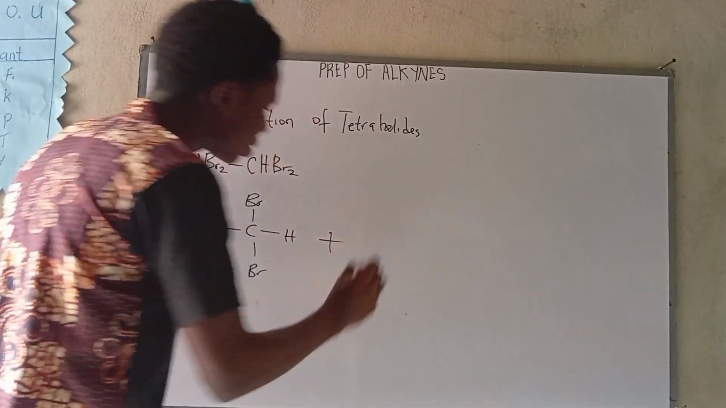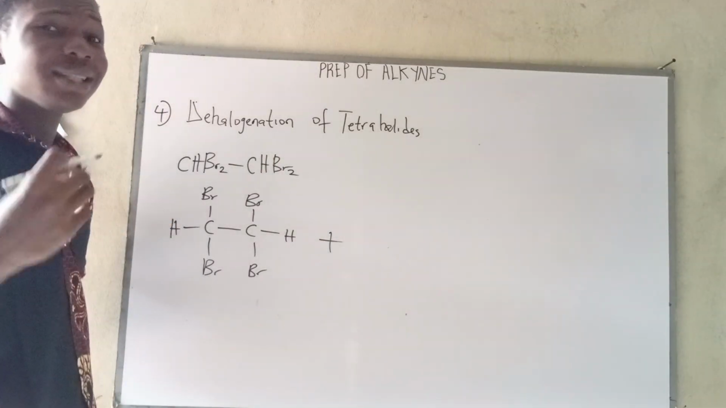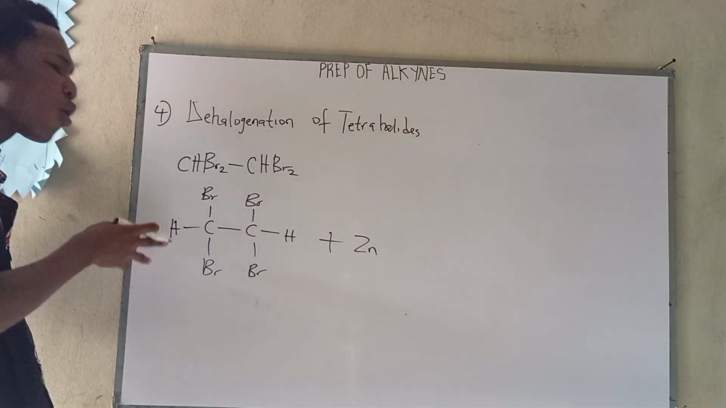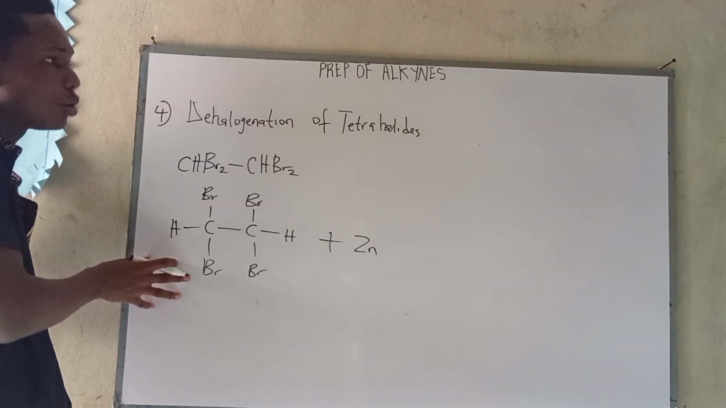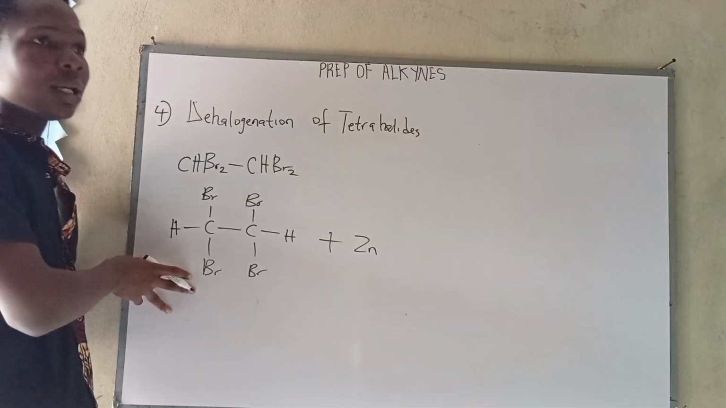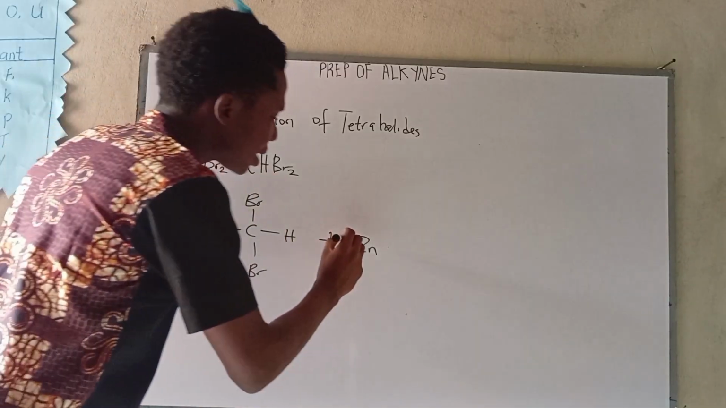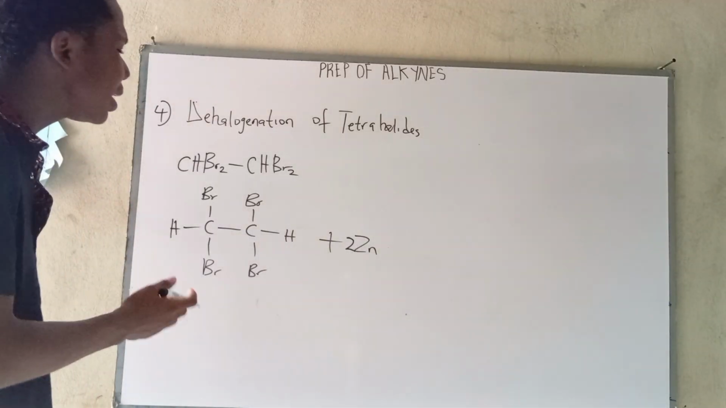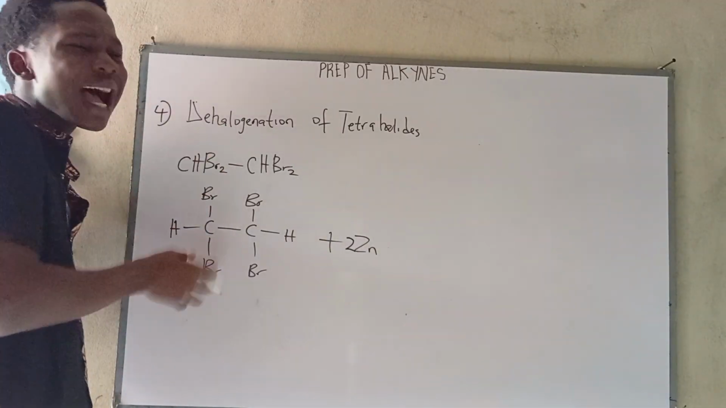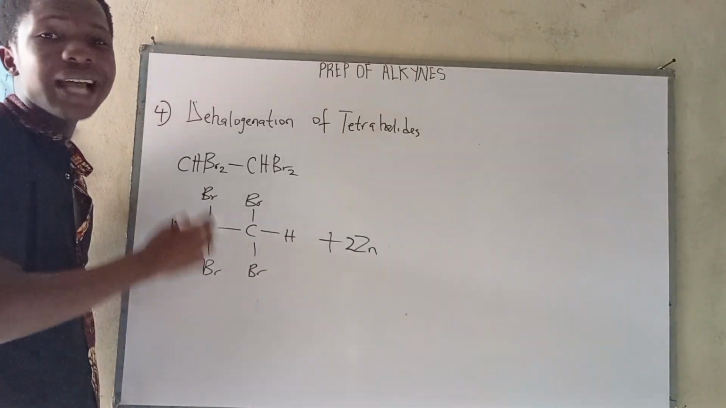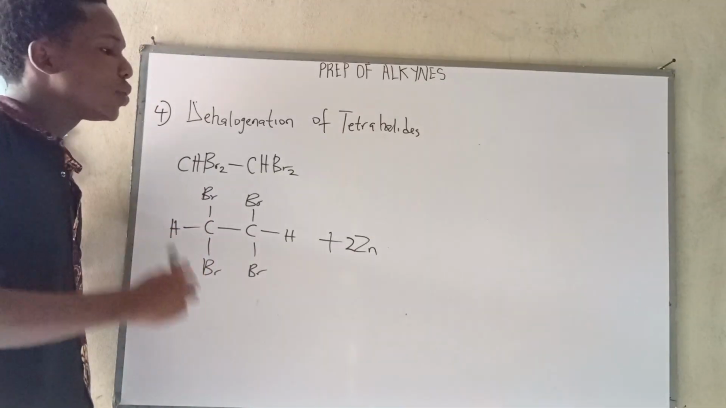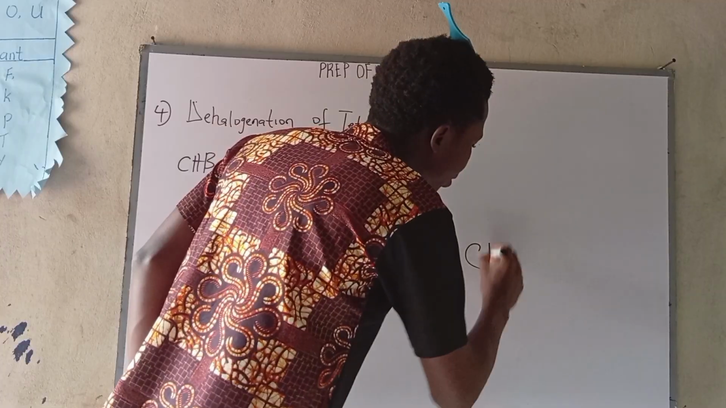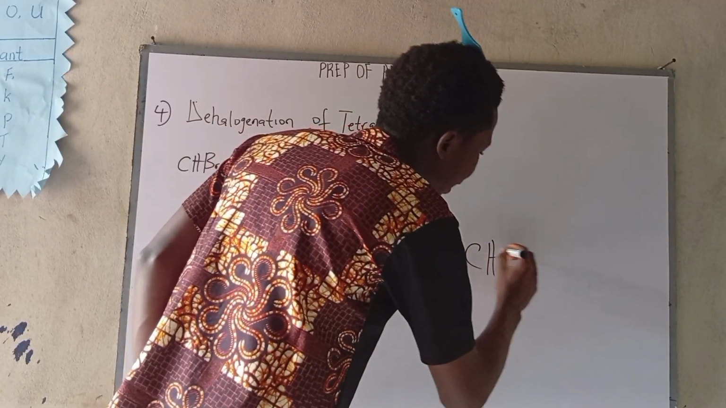Now, something happens. We need zinc dust. I didn't say just zinc, I said zinc dust. Now, zinc dust reacts with or attacks this organic compound called tetrahalide. Now, it's not just a normal zinc dust. 2 molecules of zinc dust attack this compound to remove the bromine atoms present in it, the halogens. On removing them, it will give us our what? Alkyne. And we're actually going to get a corresponding alkyne.